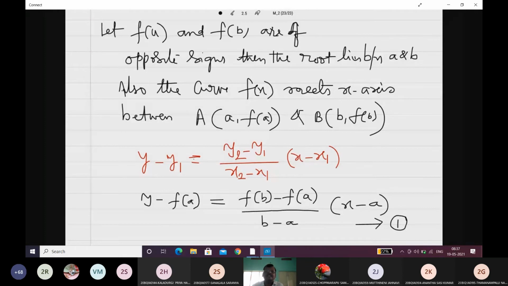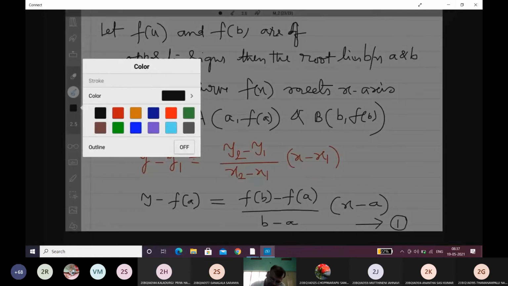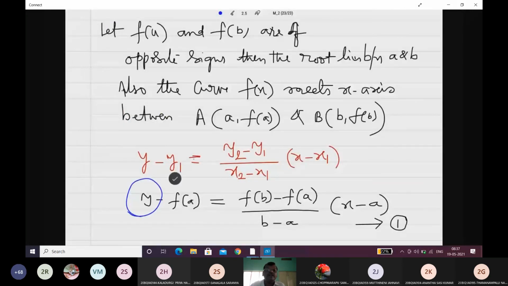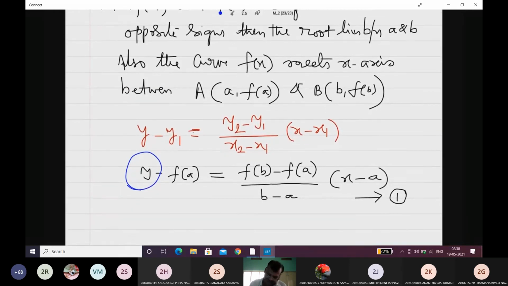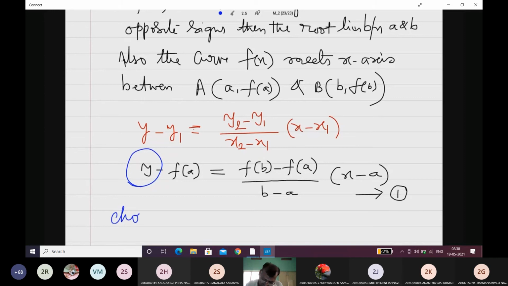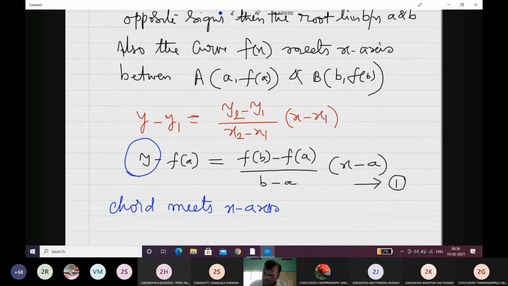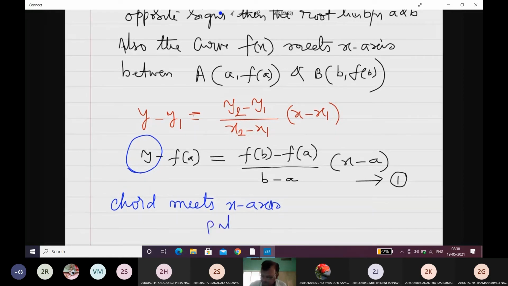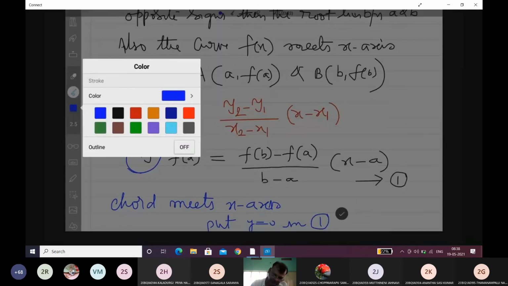If a line meets the x axis, then the y coordinate is equal to 0. That means this y is equal to 0, because this chord meets the x axis, right? Now the chord meets the x axis. Therefore, put y equal to 0 in equation 1.